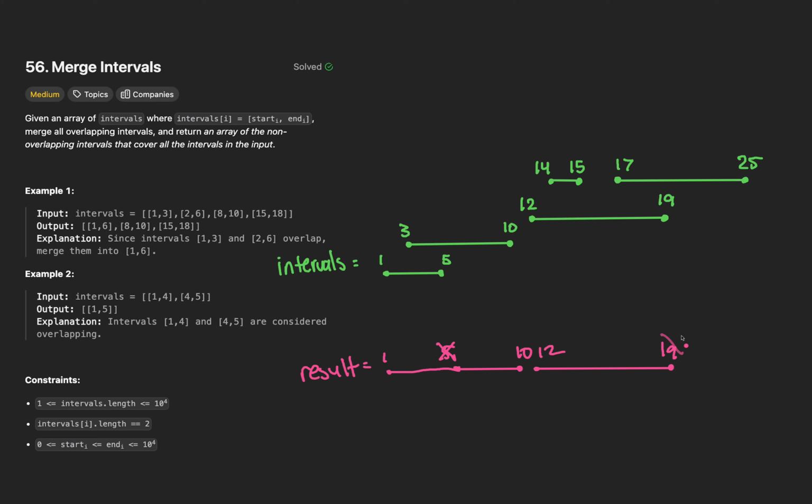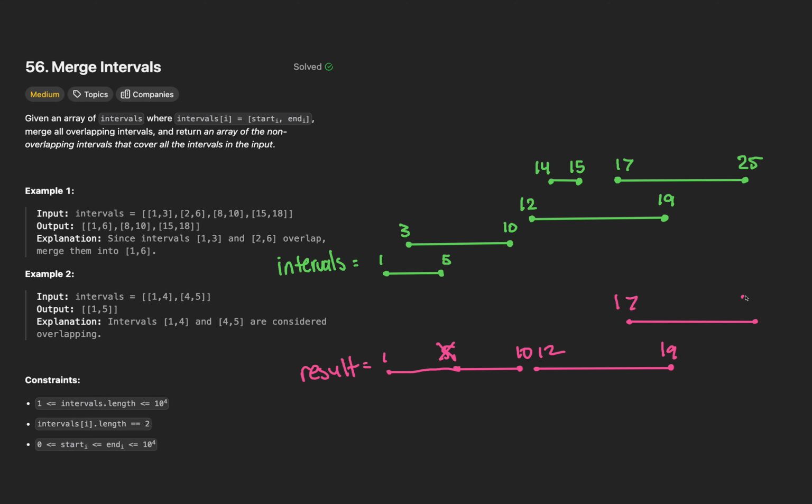Great. Let's move on to the last iteration. Here's our current interval, and for reference, here's the previous one. Do they merge? No, they don't. 17 is higher than the 15. It started after the previous one ended. Okay, great. Let's push it into our result like so.